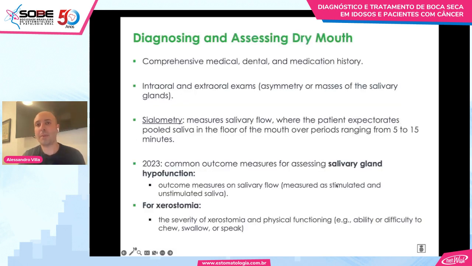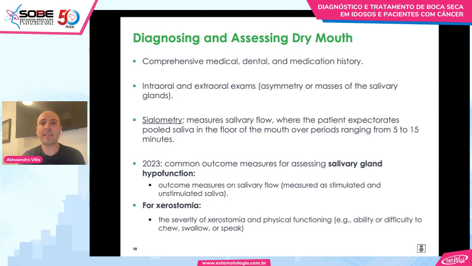So if we have a patient with a complaint of dry mouth, and going back to the definition, this is what we define as xerostomia, which is the subjective feeling of dryness. What can we do for our patients, and how do we approach a patient with a complaint of dryness? As we discussed, having a comprehensive dental, medical, and medication history is the first step.